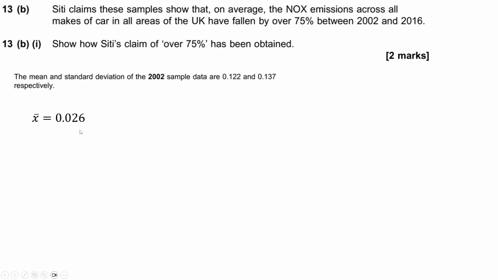We're saying that the mean is 0.026, which we've already calculated, and we're looking for the percentage change from here to here. Use the equation, or you could just say let x be some random multiplier. So you do 0.122x equals this, and then rearrange for x. Because x will be a multiplier, just convert that into a percentage. You'll get 78.8%, which is greater than 75%. You need to show this part here to get the extra mark, the second mark.